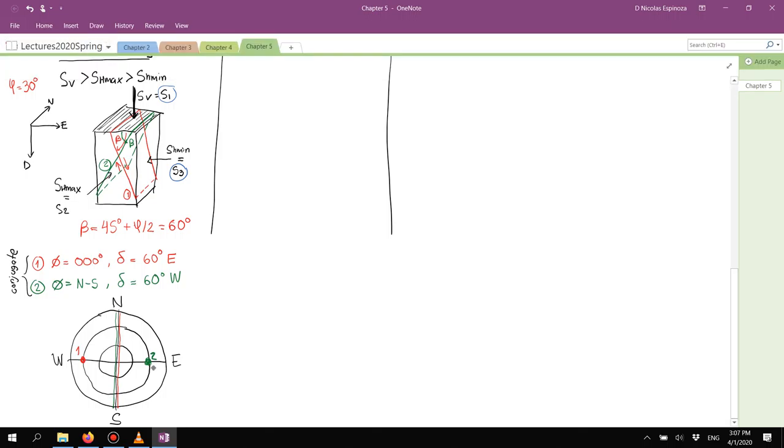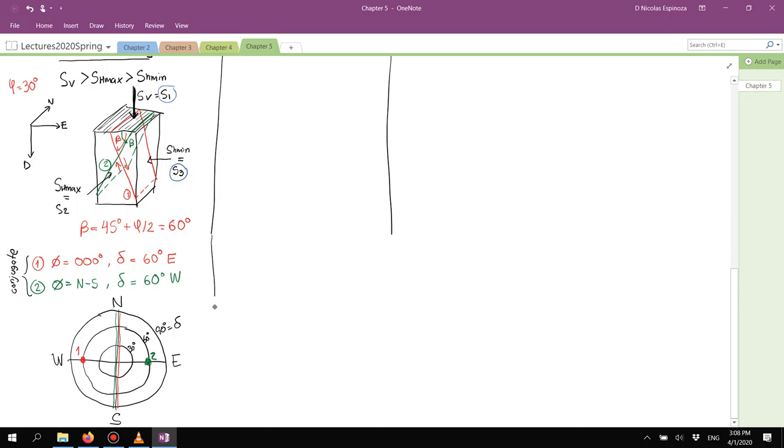Remember that the position of the pole, you can see how that is related to strike, but it also allows you to see what is the dip, because the further away it is from the center, the steeper that fault is going to be.